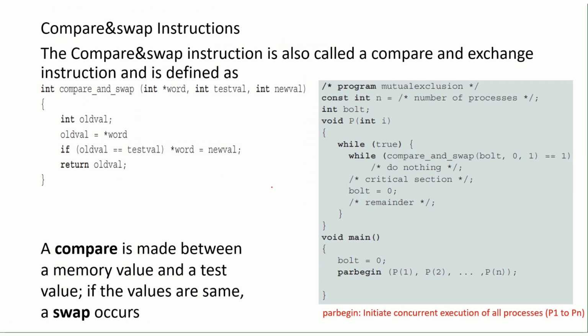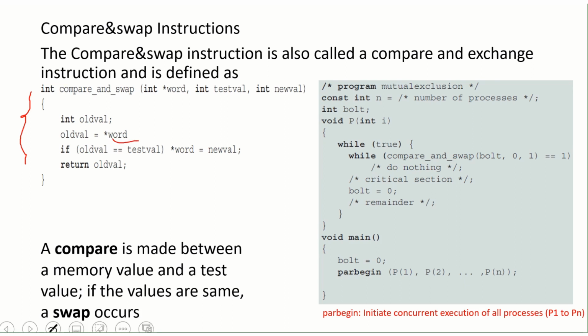Now we will see compare and swap instructions. The compare and swap instruction is also called a compare and exchange instruction and is defined as this. So this checks the memory location shown by this.